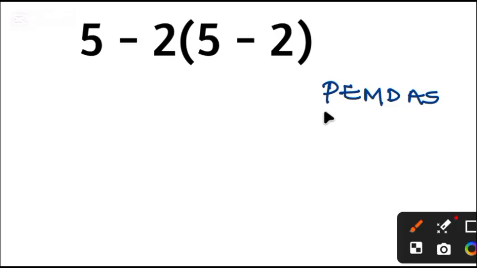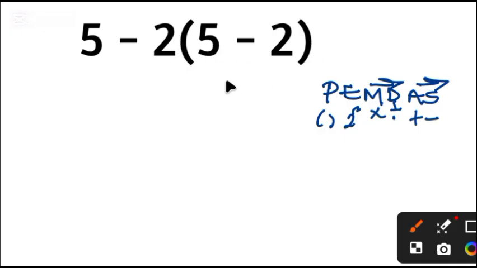P here stands for parentheses, E stands for exponent, something like 2 squared, M stands for multiplication, and D stands for division. You evaluate from left to right. A stands for addition and S stands for subtraction. You evaluate from left to right. Looking at this equation, we begin with this parenthesis.